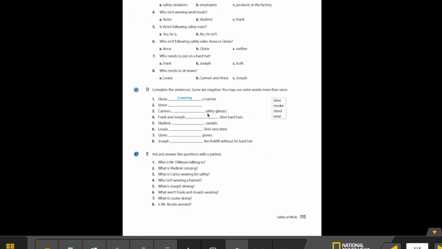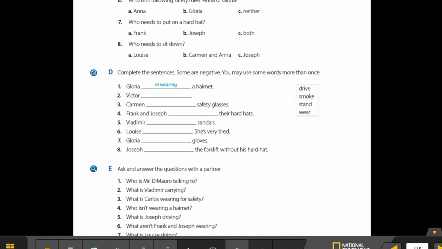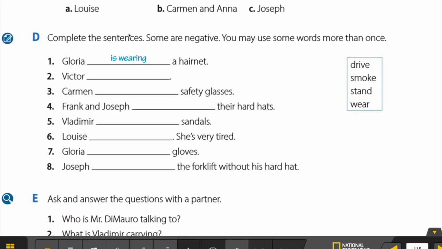So now we're going to do exercise D. In exercise D, based on the story we just heard, you have to complete these sentences. Note that some of them are negative. Be careful, right? You may use some words more than once. And so here are some words that you may want to use.